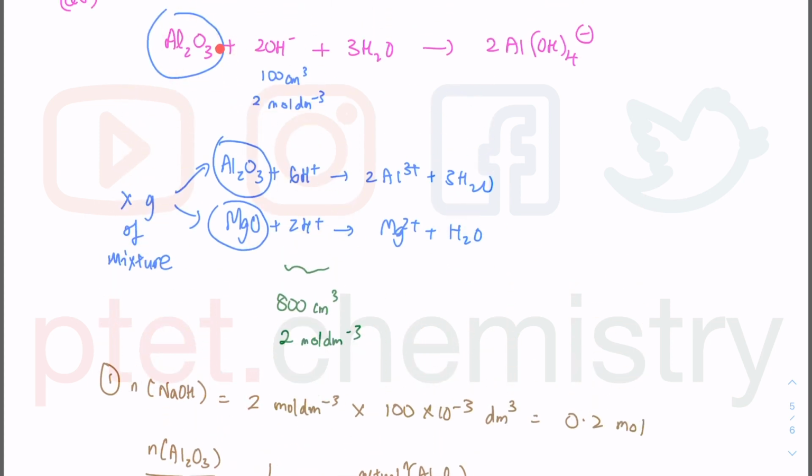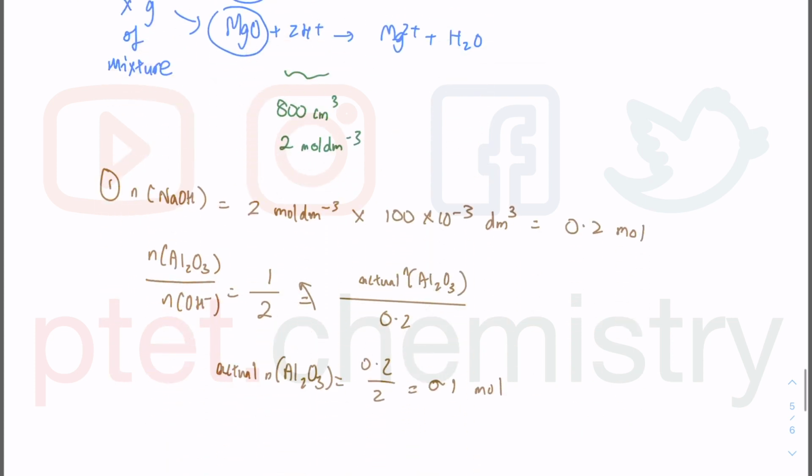The question now is, if I know how much Al2O3 I have in separate reactions in the mixture, then I can work out the mole of the acid required. If I know the total acid that I reacted with, then if I know the acid that reacted with Al2O3 here, that means I can work out the mole of acid here, and therefore I can work out the mole of MgO here. Alright, so I hope that makes sense there.